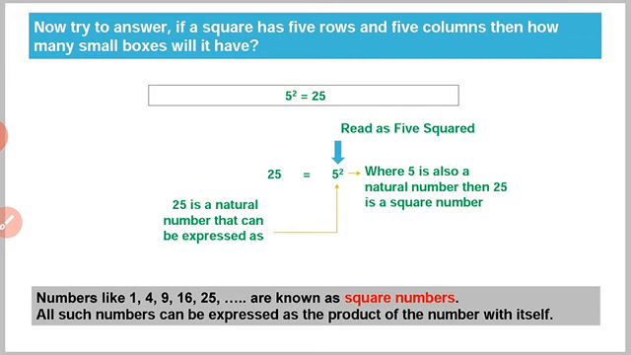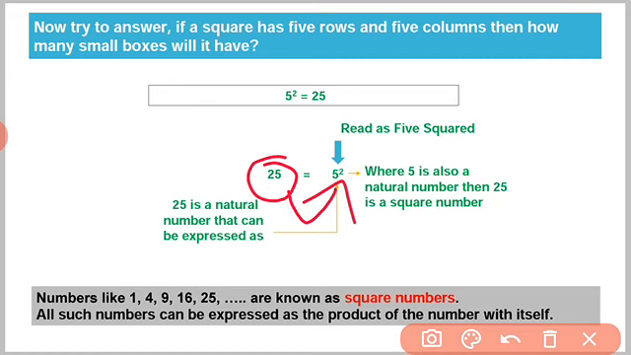See, children, over here 25 is a natural number. It can be expressed as 5 raised to power 2. That is, it should be read as 5 squared. And 5 is also a natural number. Then we can say that 25 is a square number. So numbers like 1, 4, 9, 16, 25, etc. are known as square numbers.